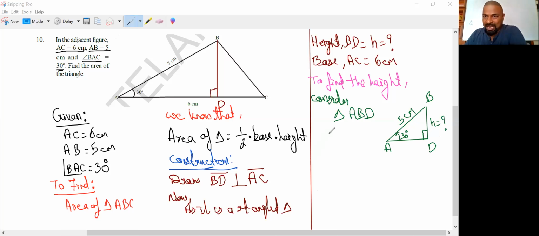Farah, in triangle ABD, angle D is equal to how much? 90 degrees. 90 degrees. How did we get it? Did he give it or did we construct it?